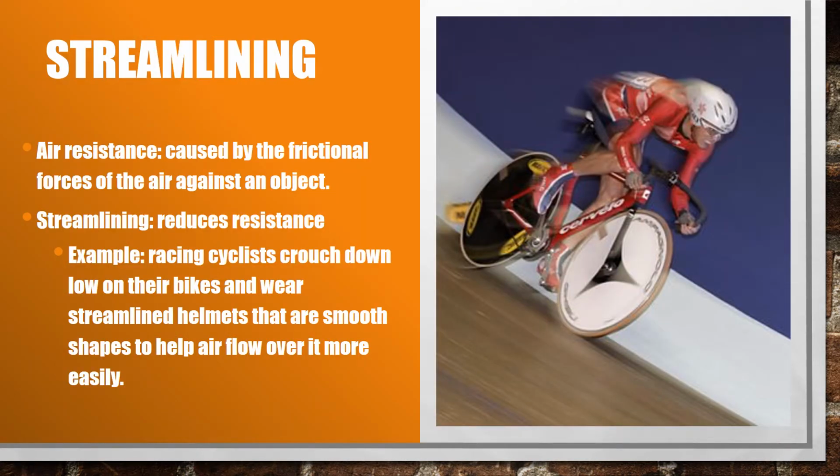Streamlining is how we can reduce friction, in particular air resistance, a type of friction that is caused by air pushing against an object. Racing cyclists crouch down low on their bikes and wear smooth, rounded helmets to help airflow over them more easily. This reduces air resistance and therefore lessens the effects of friction.